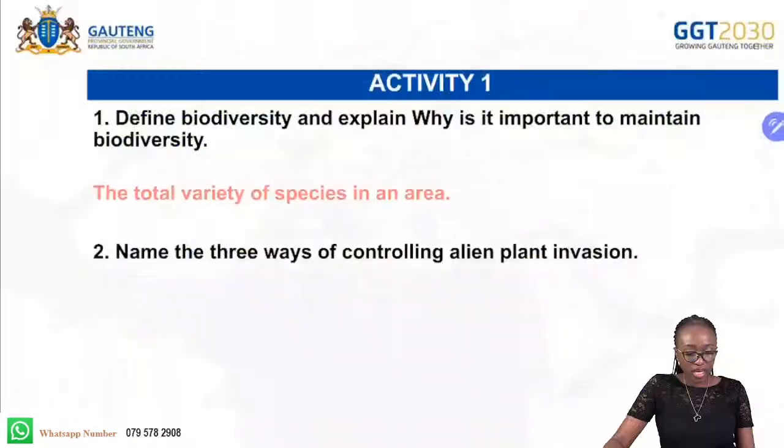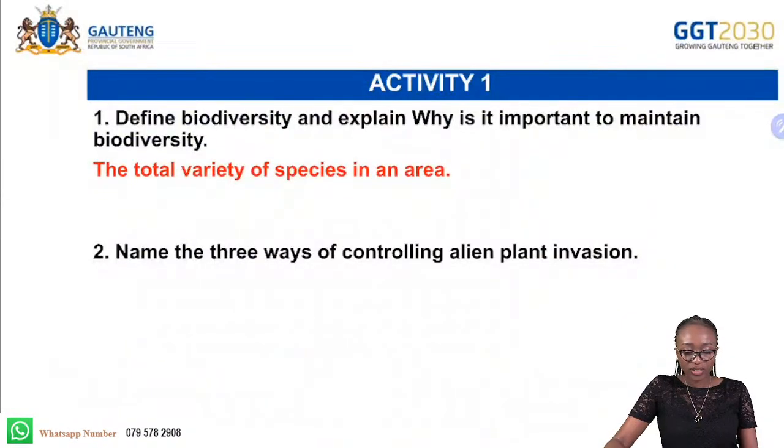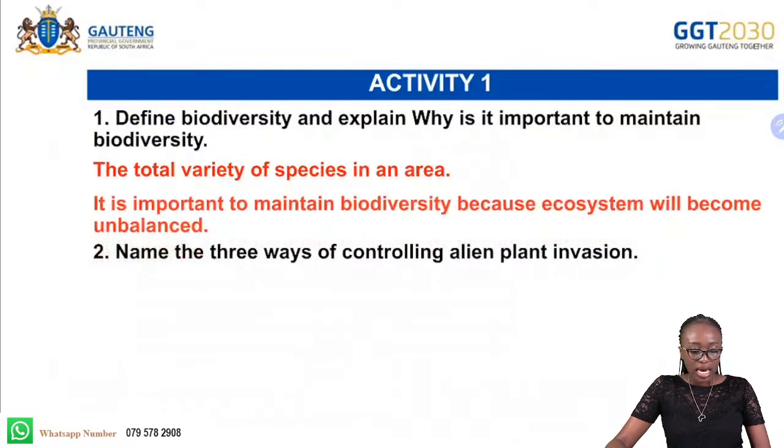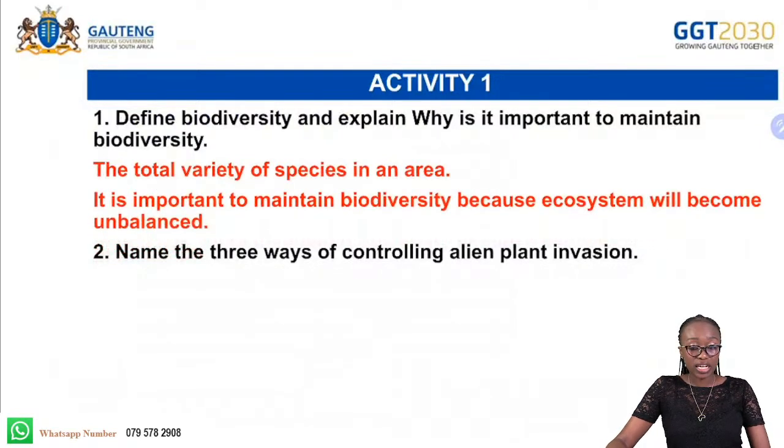Welcome back, grade 8. Now let's answer the questions together. Define biodiversity. Biodiversity is the total variety of species in an area. Now the question has a second part: explain why it is important to maintain biodiversity. It is important to maintain biodiversity because the ecosystem will become unbalanced. We need that balance in an ecosystem. So we need to maintain biodiversity.